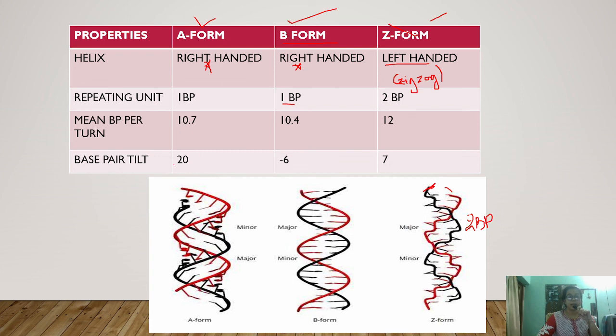And what is the angle? That is 20 degree in case of A form, sorry, B form is -6 degree and Z form is 7 degree. So these are the 3 forms of the DNA.